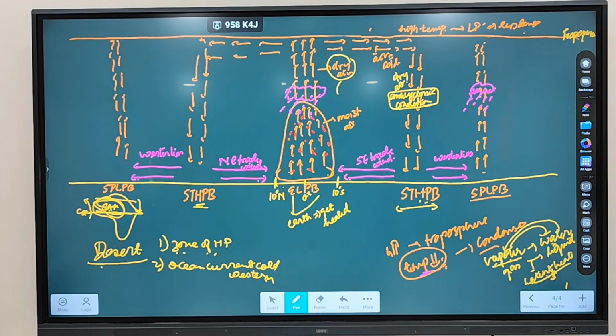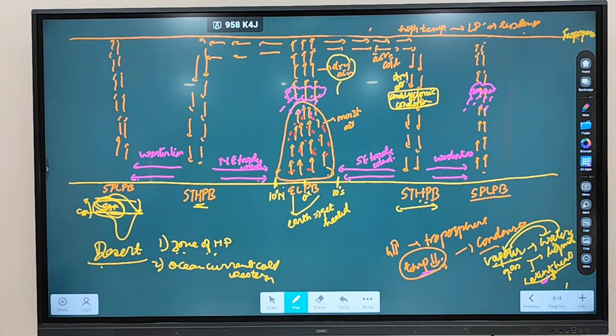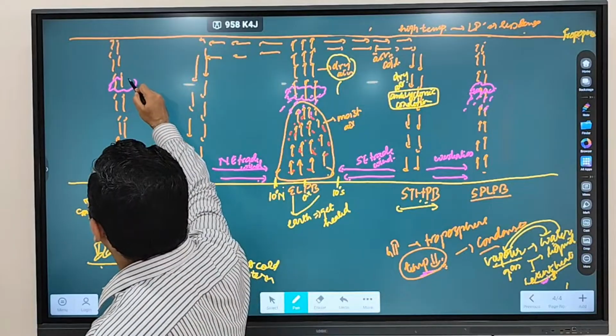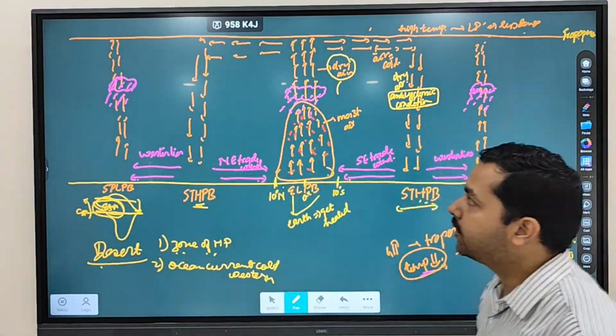When condensation and rainfall happen, what energy is going to be released? Latent heat is going to be released. Latent heat will further heat up the air. As a result, wind will further rise up. Clear? So here also, as it goes up, clouds are going to be formed, and rainfall is going to happen over here. Fine?